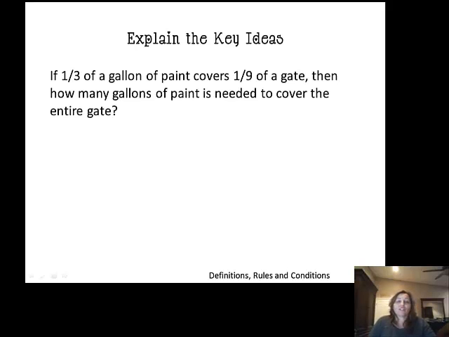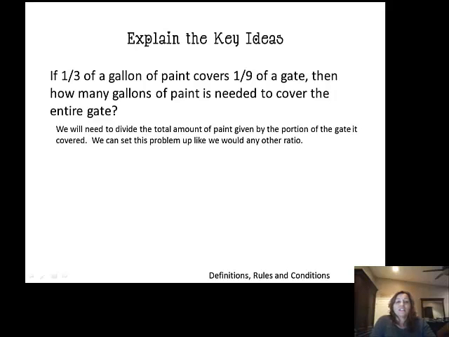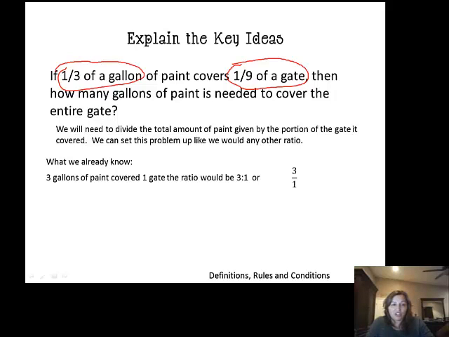Alright, so keep, change, flip was what we learned when it comes to dividing fractions. So let's go back to our original problem: 1/3 of a gallon of paint covers 1/9 of a gate. How many gallons of paint is needed to cover the entire gate? We're going to need to divide the total amount of paint by the given portion of the gate that it covers. We can set this problem up like we would any other ratio. When we deal with ratios with whole numbers, let's say 3 gallons of paint covered 1 gate, then our ratio would be 3 to 1, so we could write that as 3 over 1.